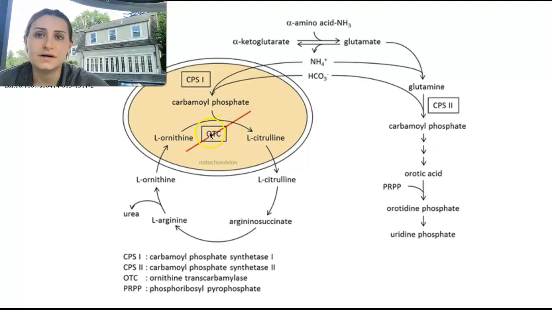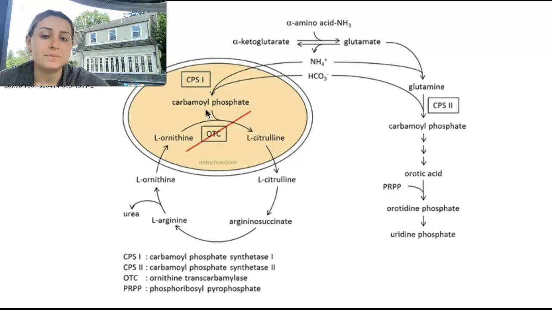Okay, so OTC is the short name for ornithine transcarbamylase. I would say that this is the most likely cause because of the high level of orotic acid found in the urine. And so you might be wondering, but I don't see orotic acid in the cycle or here. But that's because carbamyl phosphate is actually an early substrate of pyrimidine synthesis, where orotic acid is an intermediate.